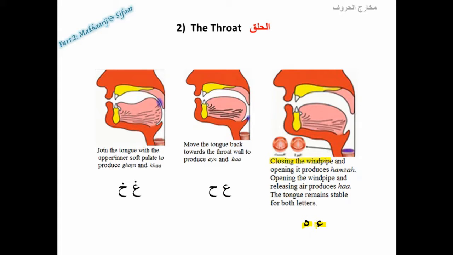And this is not like the English H. Okay, just to make it clear. This is different. The English H is different to this Ha, Ha, Ha.